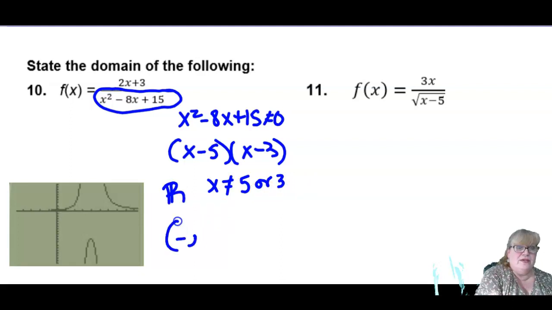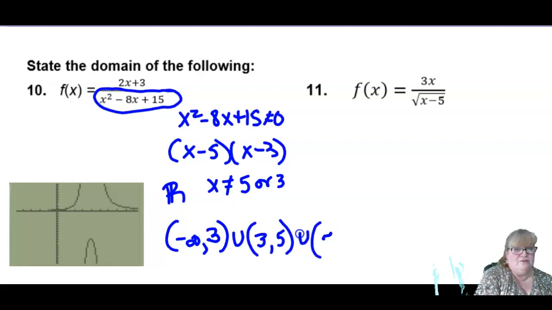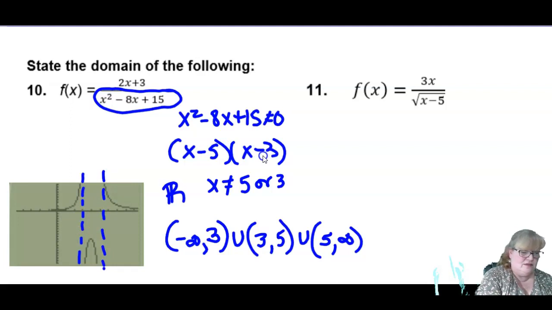If we were doing that crazy interval notation, it would say everything up to 3, and then everything between 3 and 5. Remember, we've got to go least to greatest here, and everything from 5 and up. This is what the graph looks like, guys. That's why it doesn't work at 3 and it doesn't work at 5. There are what are called asymptotes there, or undefined places, because the denominator is 0.